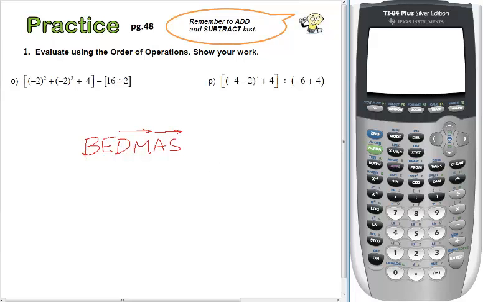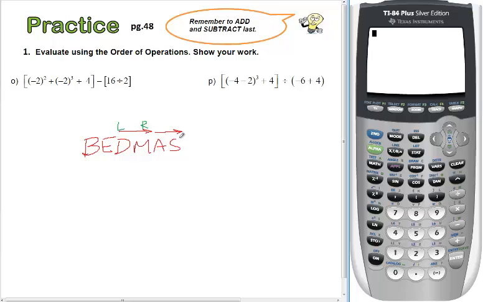The first B stands for brackets, so we do anything in brackets first. Next is exponents. The E stands for exponents. Notice I have an arrow over DM, so it's division or multiplication from left to right. So going left to right this way, that's how we judge which one we do first in case there's two of them.